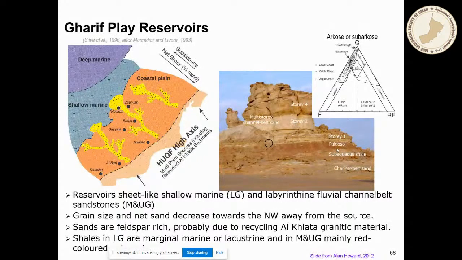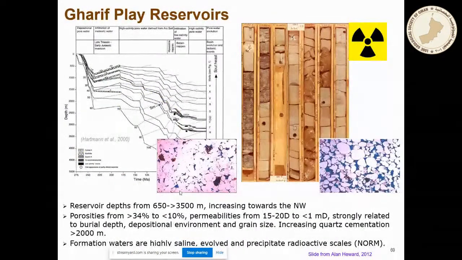So these paleosols can actually hinder or impede the oil flow between these sand reservoirs. They can also cause compartmentalization, so they can segment the field into different parts, therefore making the development of the reservoir quite a problem. One of the things about Garif, as I said, the deeper it goes, the lower the permeability and porosity become because of compaction, and that is more or less true for almost all fields of Garif.